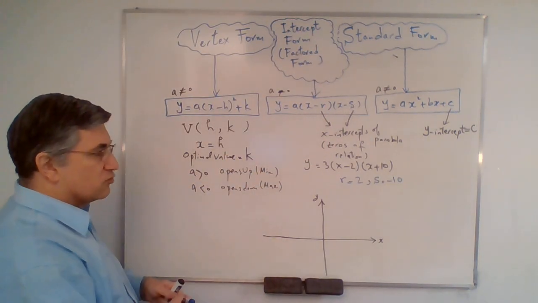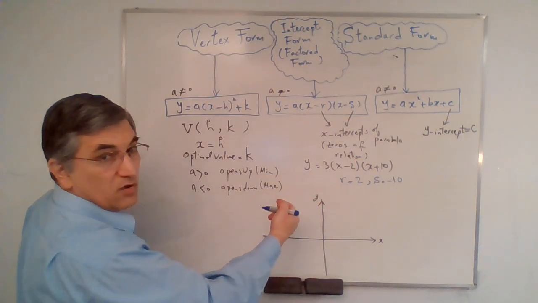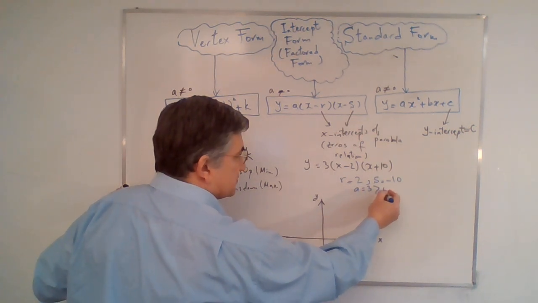So if I just want to quickly plot this parabola, I know that it's going to be opening upwards because the value of a is 3, and that is positive.